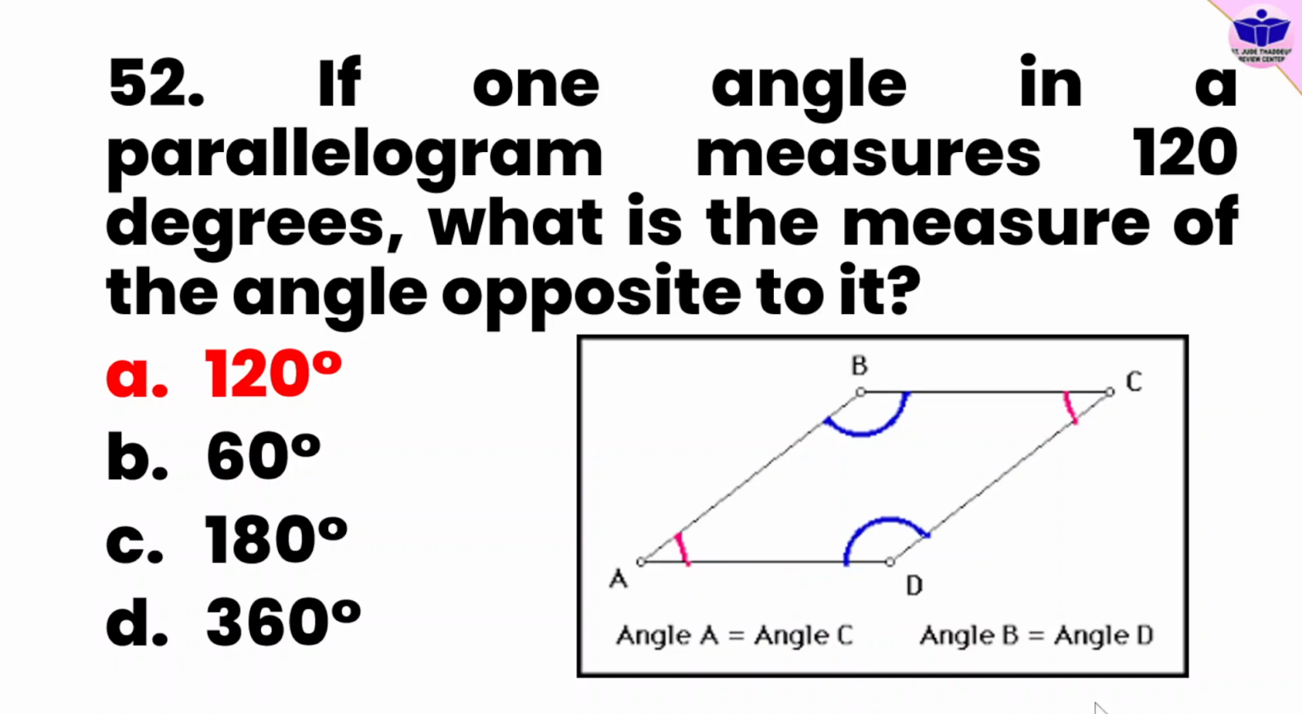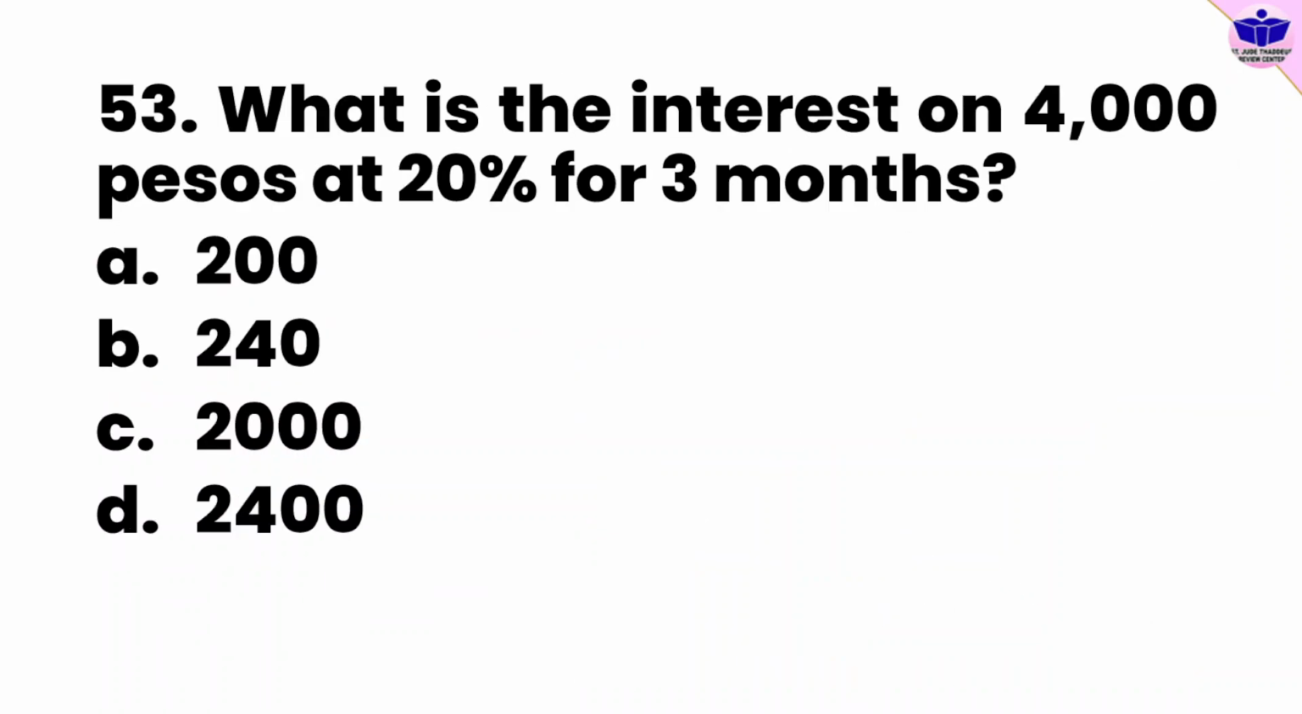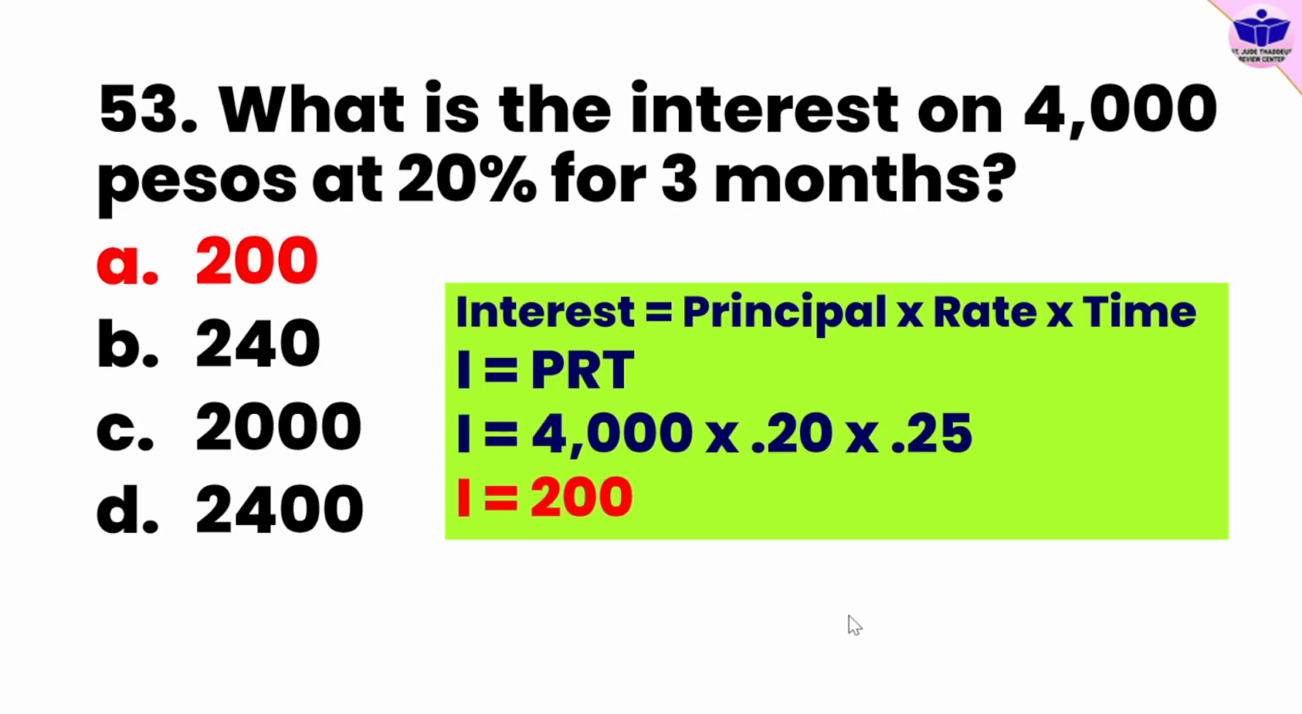Okay? Number 53. What is the interest on 4,000 pesos at 20% for 3 months? A. 2,000, B. 240, C. 22,000, or D. 2,400. The answer is letter A.